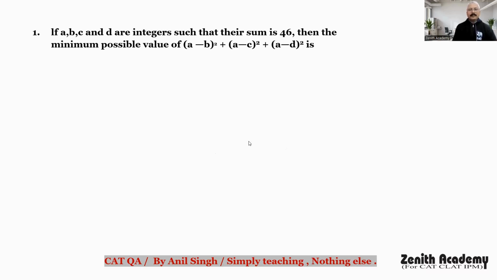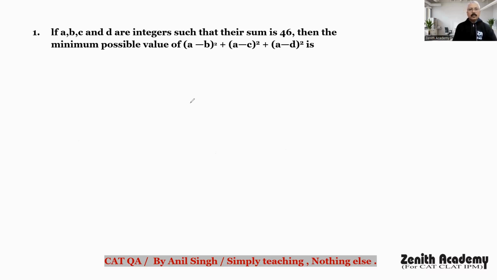So here is question number 1 from the second slot of CAT 2025. If A, B, C and D are integers such that their sum is 46, then the minimum possible value of (A minus B) whole square plus (A minus C) whole square plus (A minus D) whole square is.